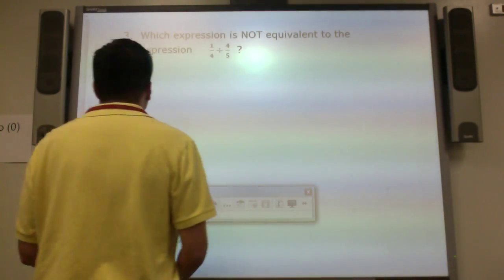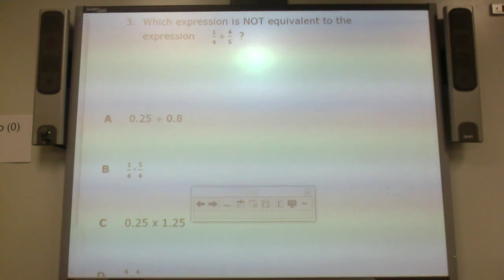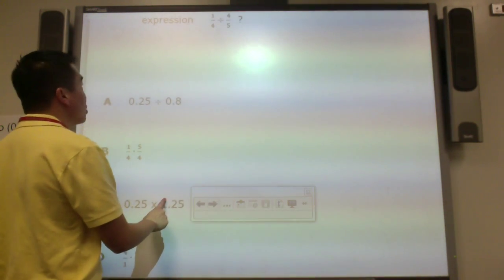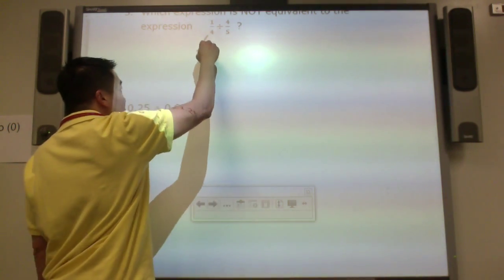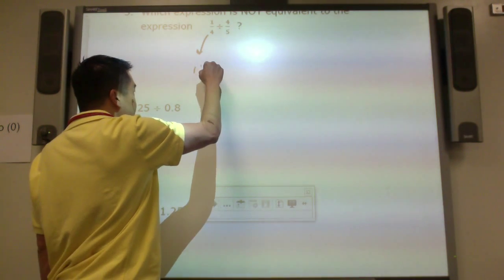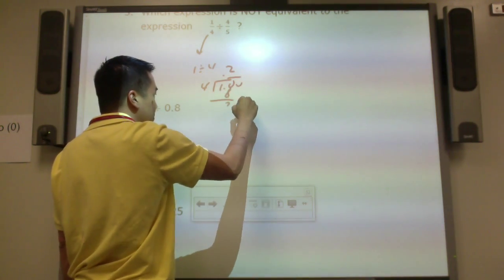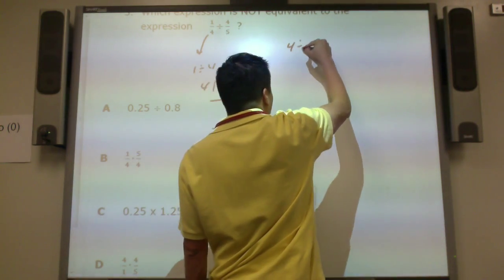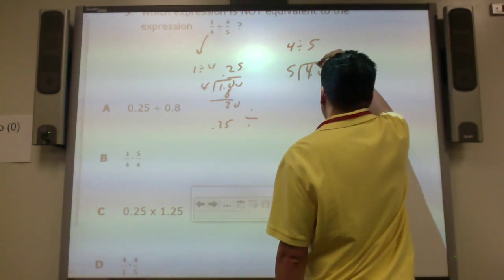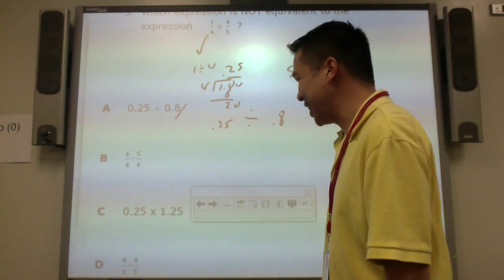Next one. Number 3. Which expression is not equivalent to the expression 1/4 divided by 4/5? So some of them I can tell are multiplication, some of them are still division. So 1/4 is 1 divided by 4. I think the decimal equivalent is 0.25. 4/5 is 4 divided by 5. I think the decimal equivalent is 0.8. So this is the same. So it's asking which one is not equal to it.